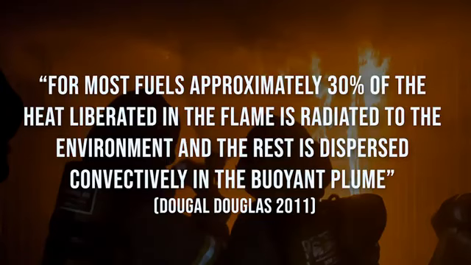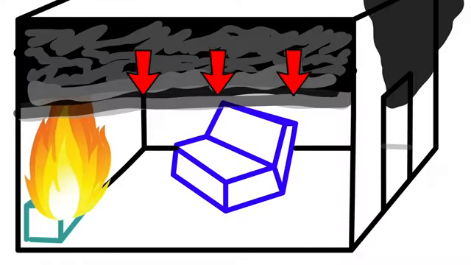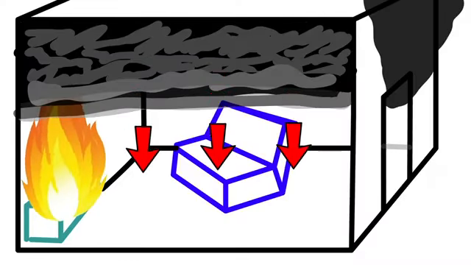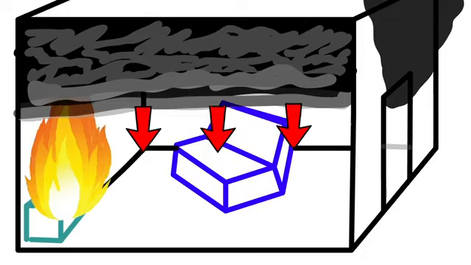In fact, for most fuels, approximately 30% of the heat liberated in the flame is radiated to the environment, and the rest is dispersed convectively in the buoyant plume. This means that around 70% of the heat produced by the fire is being transported by the convection current, which means that 70% of the heat is being moved up and away from the fire, and is therefore available to heat up other objects throughout that room and throughout the building. So as the convection current moves through the building, it radiates heat down on all of the fuels that are confined within that area. And as those fuels begin to heat up, they then start to pyrolysize.